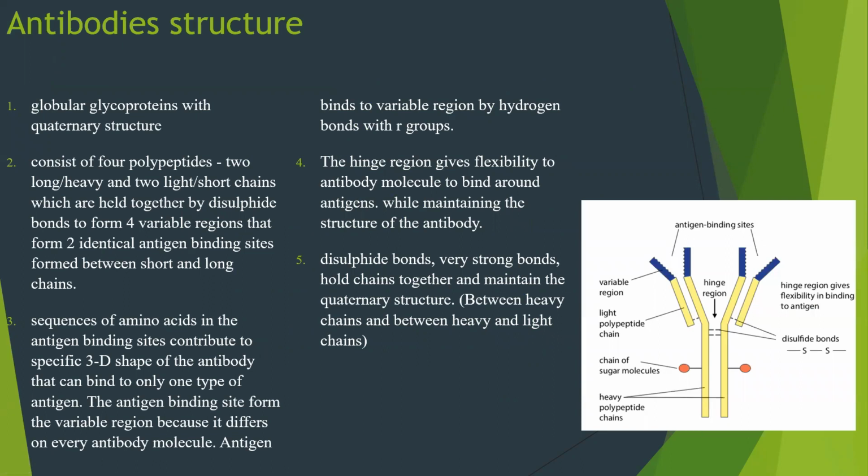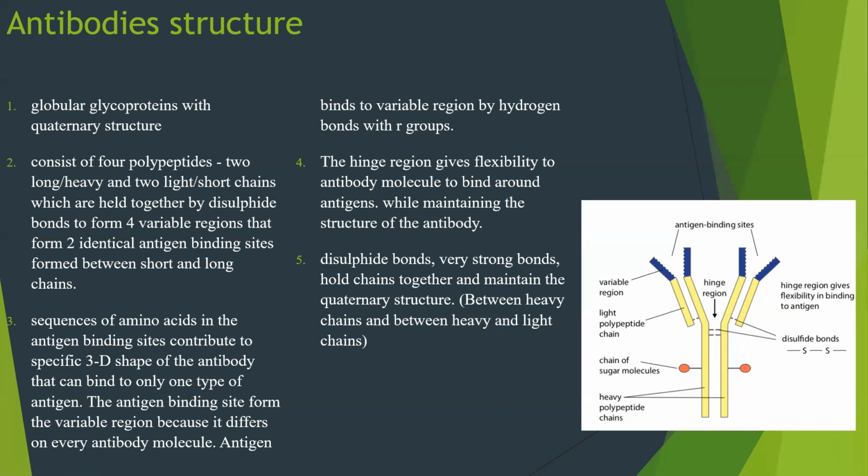It is at the bottom right. So it's like this Y-shaped structure. It is made of globular glycoproteins, and we say that it has a quaternary structure. And if you can recall from the proteins section of the biological molecules chapter, a quaternary structure means it consists of two or more polypeptides in the entire protein structure. So it's made of 4 polypeptides, 2 long or heavy chains, and 2 short or light chains. So these long ones over here are the long or heavy chains. And the small ones here are the short or light chains.